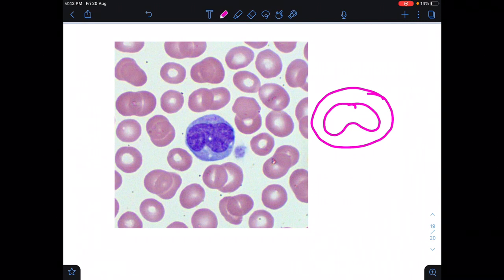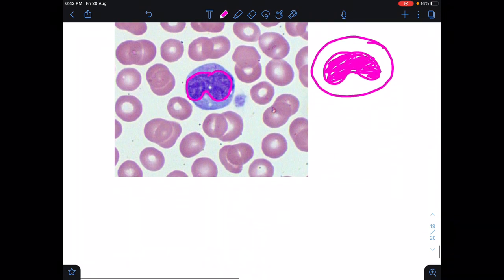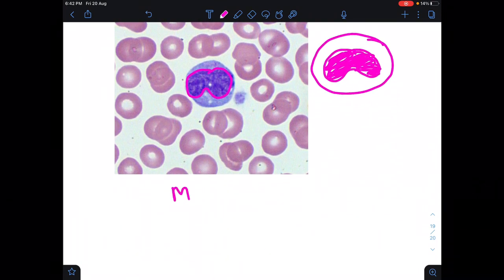Now please look very carefully. You are seeing a nucleus in a reniform, or kidney, or bean shaped nucleus. So here you are seeing the bean formed nucleus. For this, I am going to write that it is a monocyte.